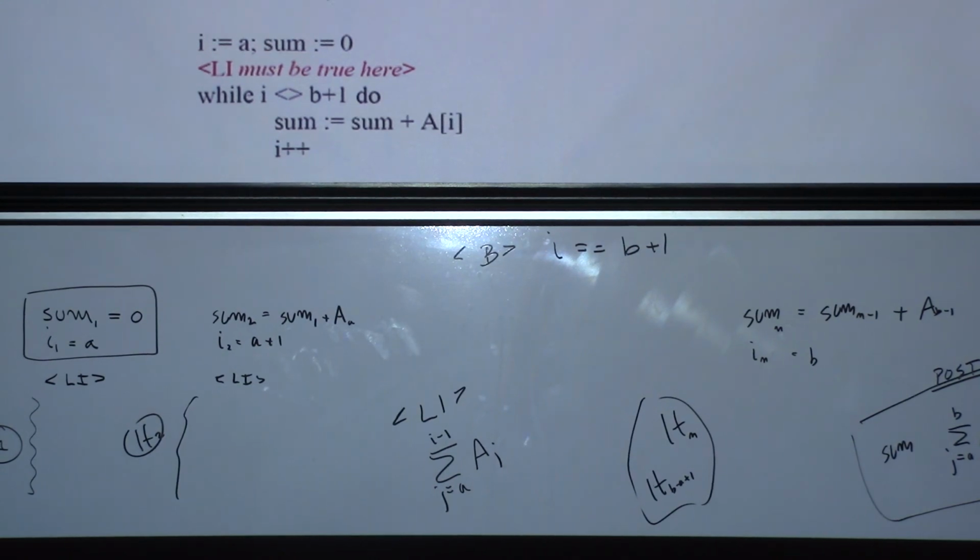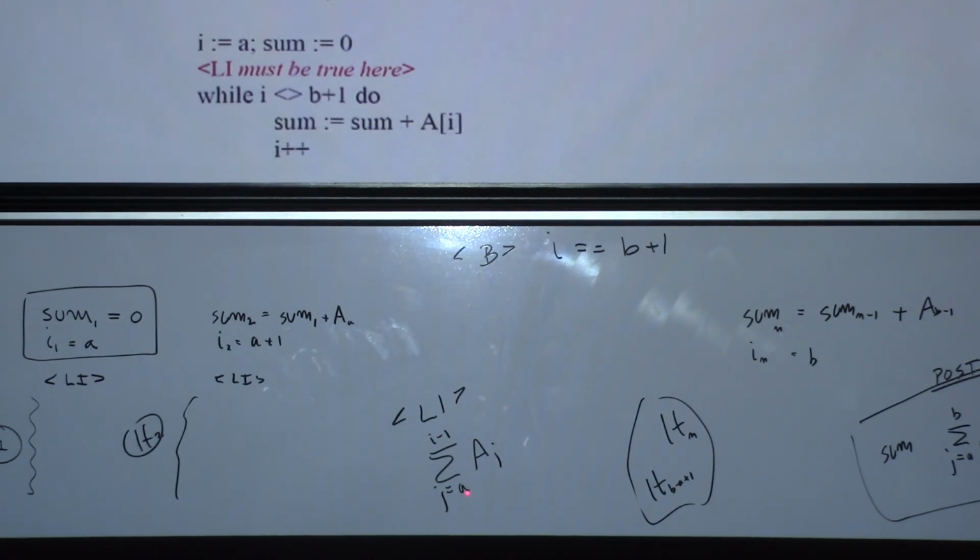Before the second iteration, the value of I is what? Before the second iteration, the value of I is a plus 1. How many elements did we sum at this instance? 1 during the first iteration. So when I is equal to a plus 1, what is a plus 1 minus 1?